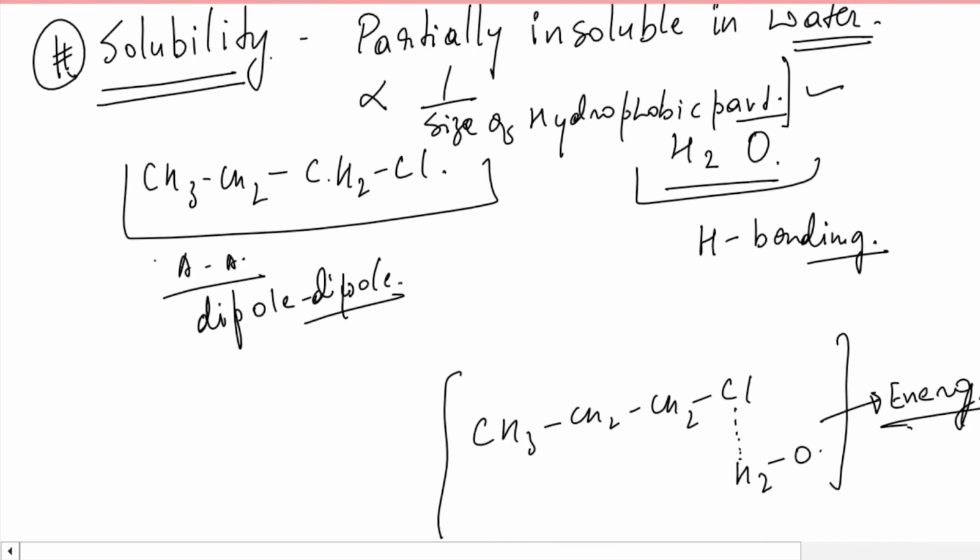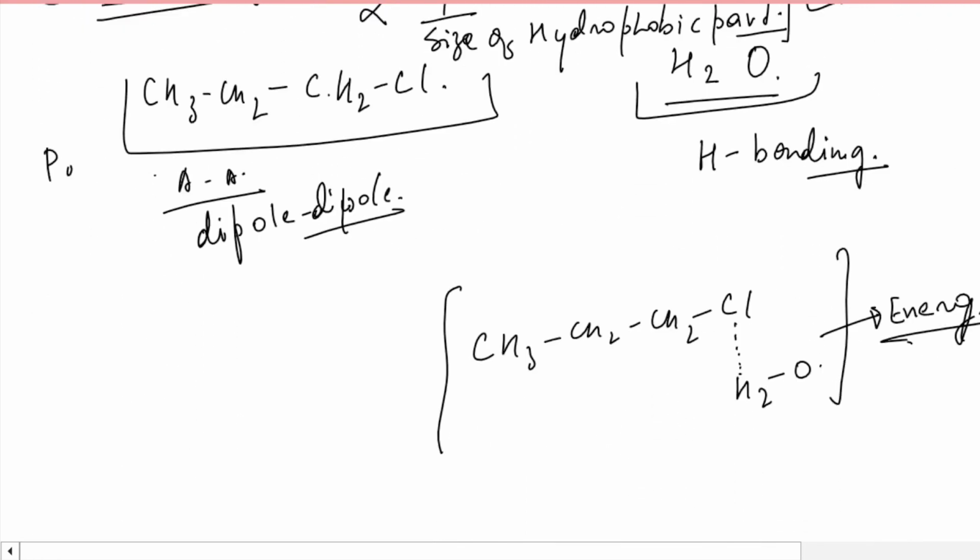So that's why haloalkanes are also polar and water is also polar. So why they are just less soluble? Why they are not completely soluble? Polar, polar, like dissolves like, they must be completely soluble.